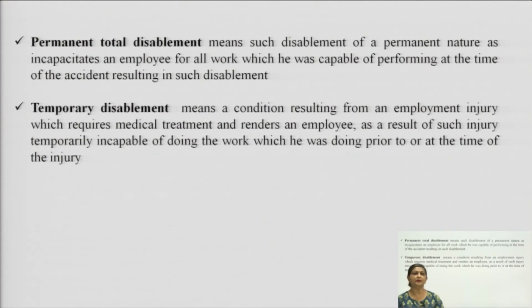Now, next is permanent total disablement, which means such disablement of a permanent nature as incapacitates an employee for all work which he was capable of performing at the time of the accident resulting in such disablement. Now, next is temporary disablement, which means a condition resulting from an employment injury which requires medical treatment and renders an employee, as a result of such injury, temporarily incapable of doing the work which he was doing prior to or at the time of the injury.